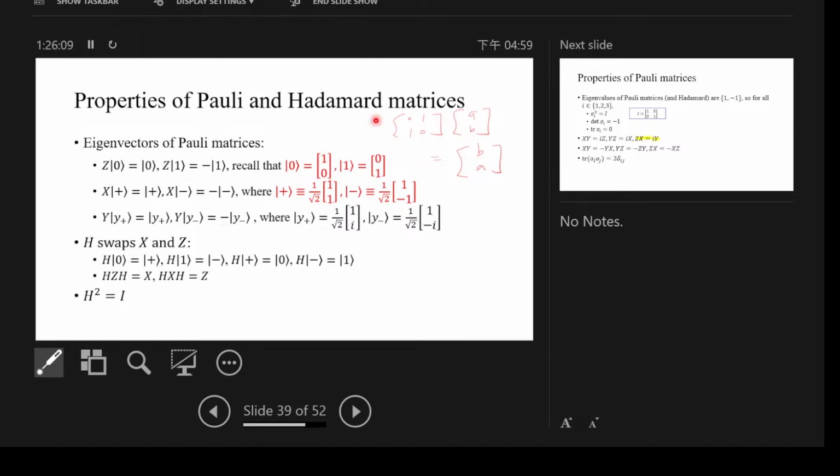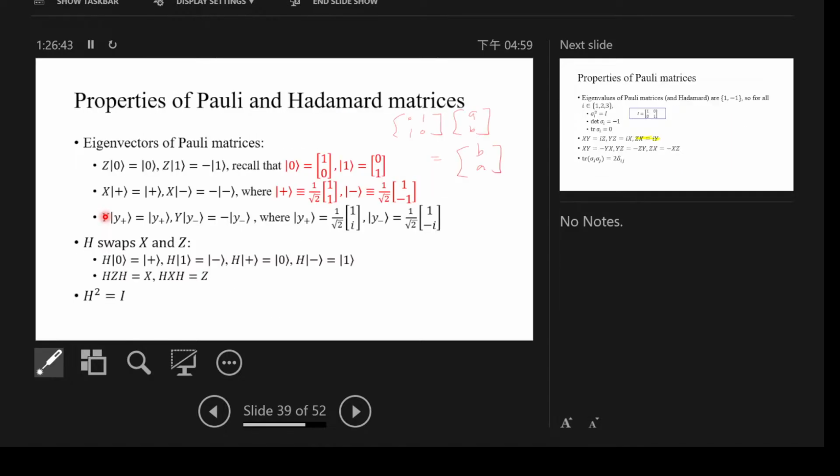And anyway, you see the eigenvectors of Y are also more complicated. They have complex values, and if calculated out, it is 1 over square root 2 times (1, i), and 1 over square root 2 times (1, minus i). Although we will not use them so much, it's also nice to know those two are the eigenvectors of Y. Okay, so those are the eigenvectors and eigenvalues of X, Y, Z. Any questions? If not, then let's talk about Hadamard.